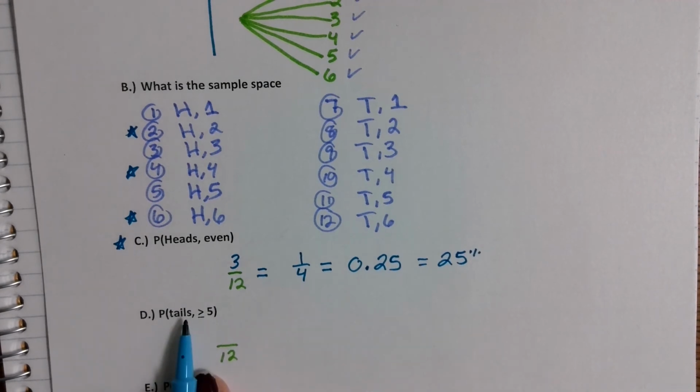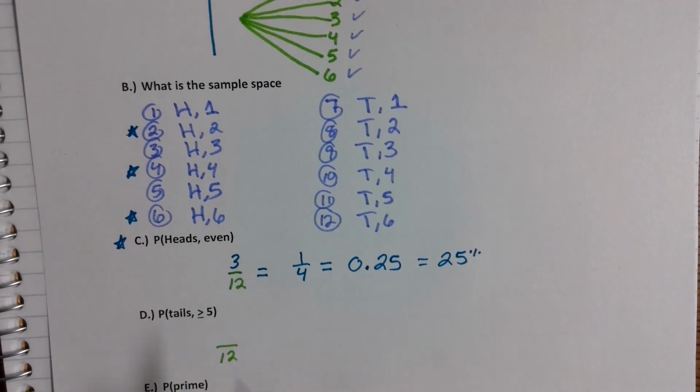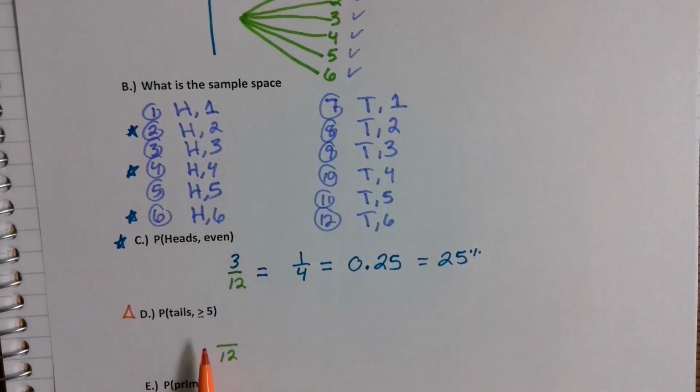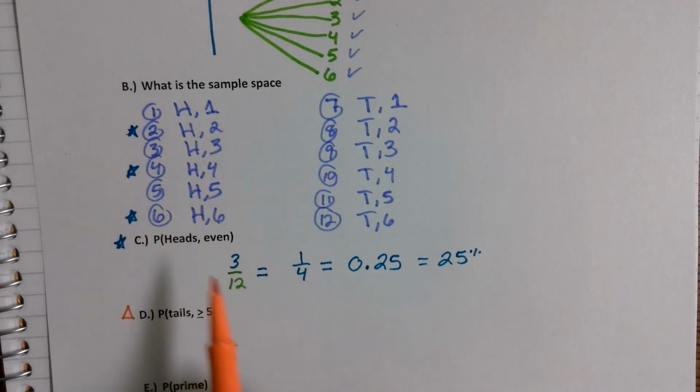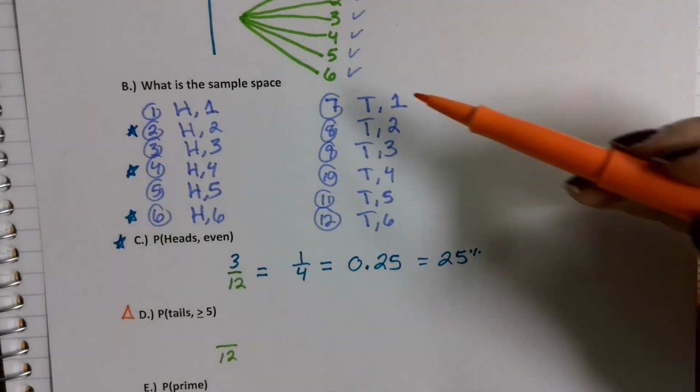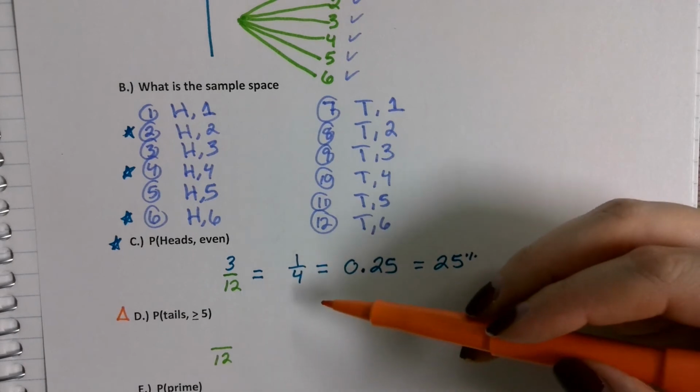All right. Tails and greater than or equal to 5. Tails greater than or equal to 5. So am I going to look at options 1 through 6 at all? Why not? Because those are heads. None of those are going to satisfy it because they have heads. So we need to look at only the tail options and greater than or equal to 5.